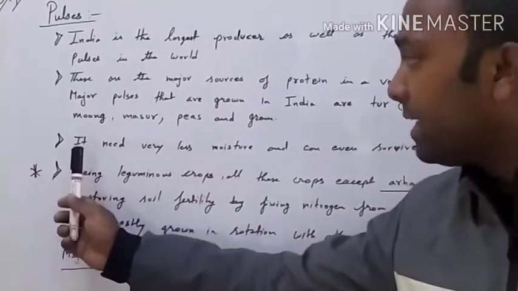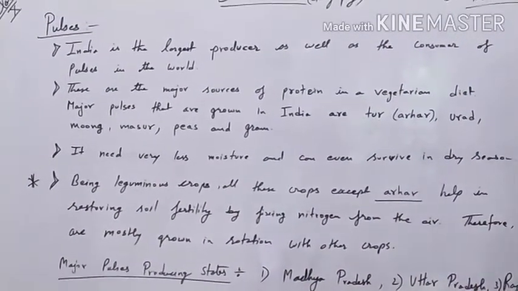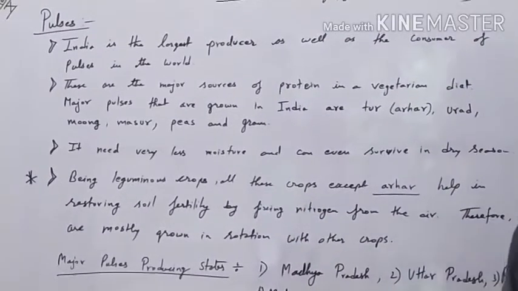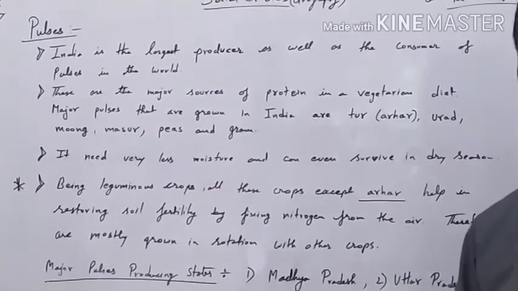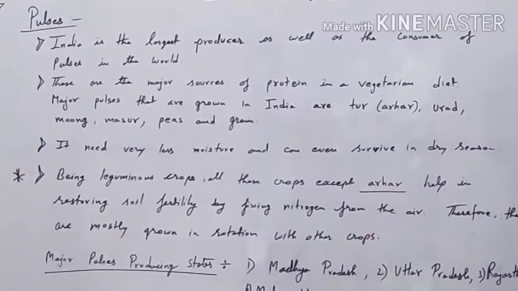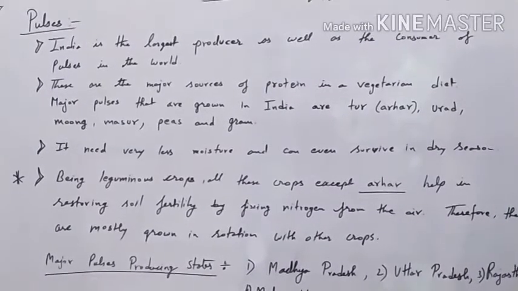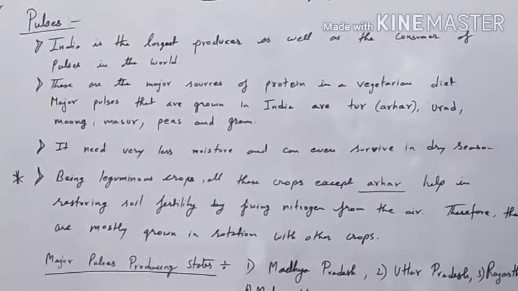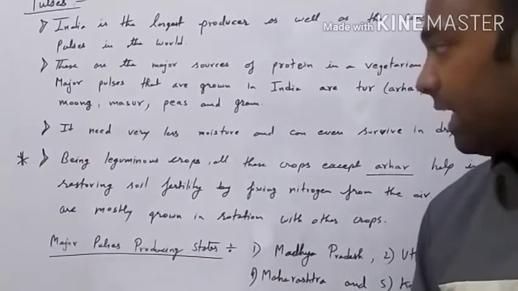Another point is that pulses need very little moisture and can even survive in the dry season. That means pulses can also be grown in the dry season, and they require very little moisture. This is an important thing about pulses. Now, let us understand one more very important topic about pulses.